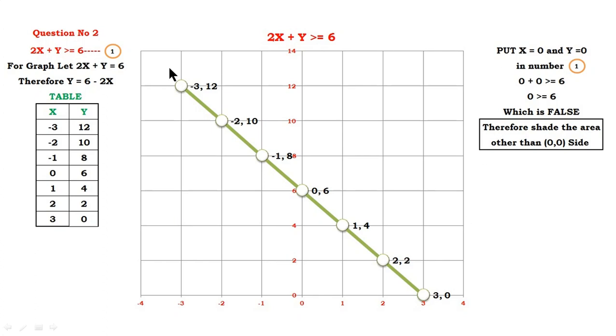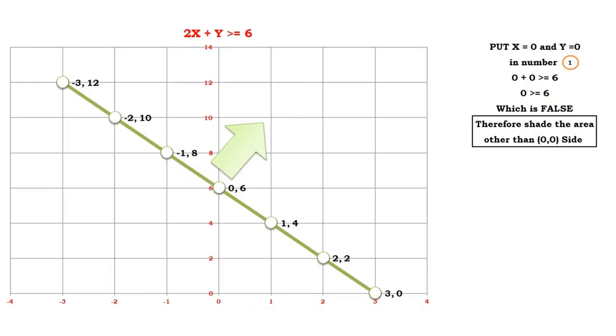Now insert 0, 0 in inequality number 1. 0 greater than or equal to 6, which is false. It means you have to shade this region. Because 0, 0 lies on this side, you have to shade the other area. This arrowhead represents the shading region. Basically, you have to shade this region of the graph.